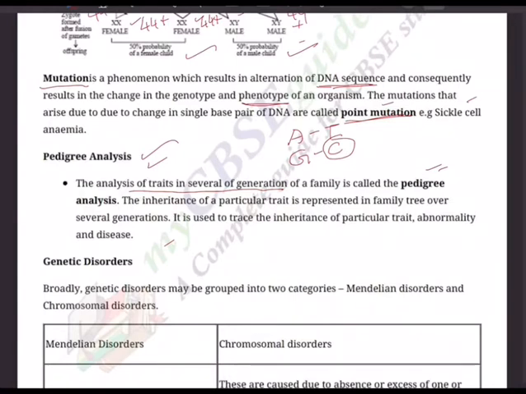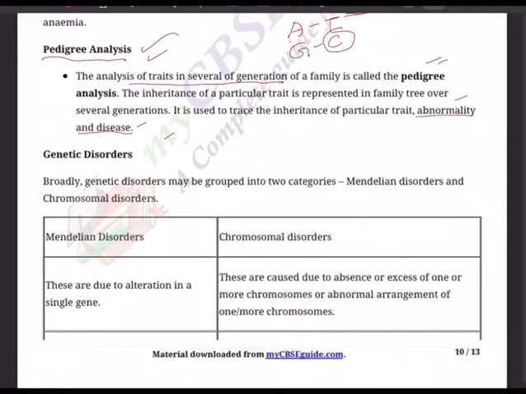Pedigree analysis is always helpful in knowing abnormality. Is there any abnormality in the bride or bridegroom to be? Is there any genetic disease in their family? We will come to know. So being biology students, you must always keep in your mind that pedigree analysis must be taken. And what are the various genetic disorders that unfortunately some of us suffer from?